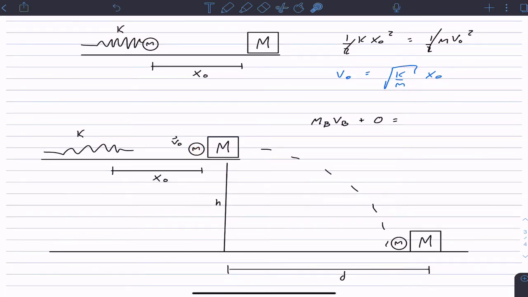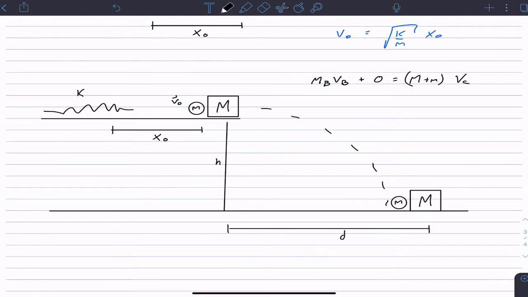This thing strikes the block, and then they're both going to stick together and travel this way. So that means there's a net mass, this is m plus little m, the total mass of the two things together. And then we have another velocity here. We'll call this vc for now. Okay, so now we solve for this one.